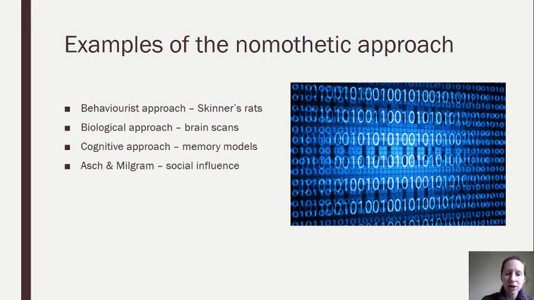Asch and Milgram, their experiments on social influence, carried out on hundreds of people, trying to establish general laws of social influence and how they act on people. Psychopathology, the DSM-5, again, it's a generalisation of human behaviour that's used in order to produce diagnoses in individuals.